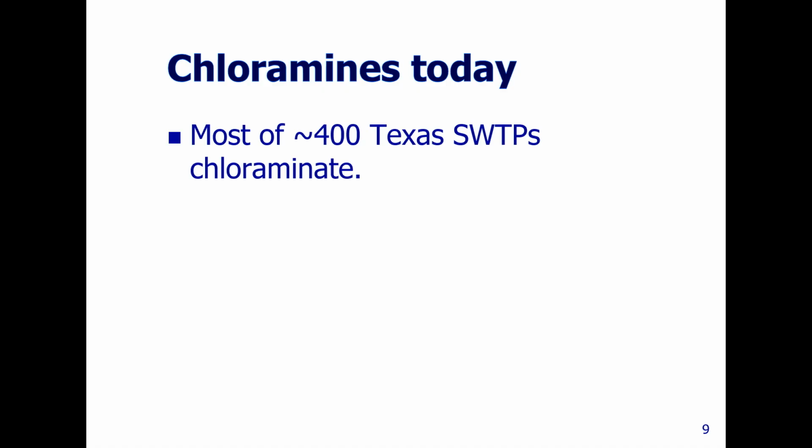There's about 7,000 public water systems in Texas. Of those, there's about 400 that actually have a surface water treatment plant. And most of those surface water treatment plants use chloramines in the plant so you don't form the trihalomethanes. And a lot of those surface water treatment plants don't just serve themselves, but pass that water on downstream.